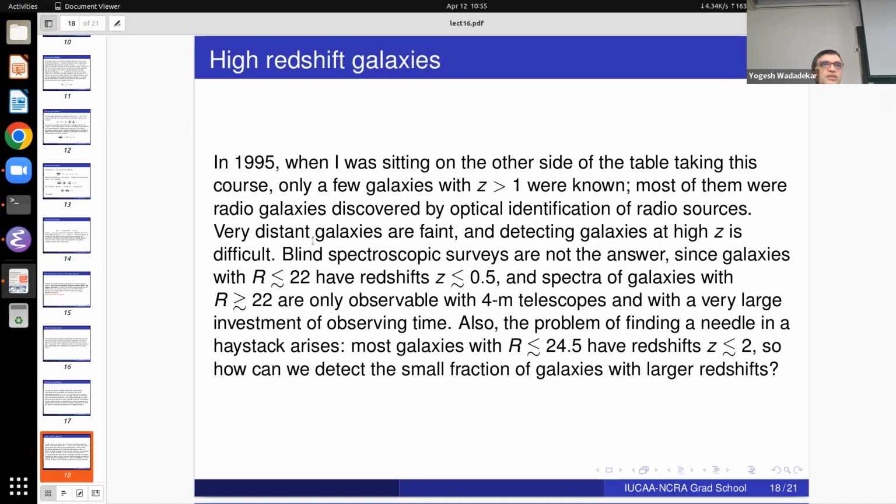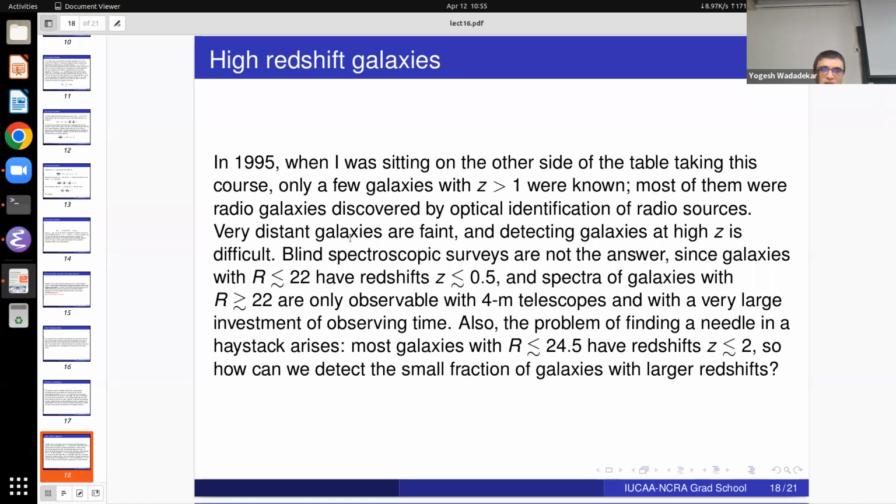So no time allocation committee will give you time if you say that I'm going to just blindly go and obtain spectra of one galaxy after another, hoping to find high redshift galaxies. So this is also a problem of finding a needle in a haystack, because this process is slow, but is also very inefficient. Even if you take galaxies as faint as 24.5, most of them will have redshift less than 2. So you will not be able to find a redshift 3 or redshift 4 galaxy, even if you do faint galaxy blind surveys.